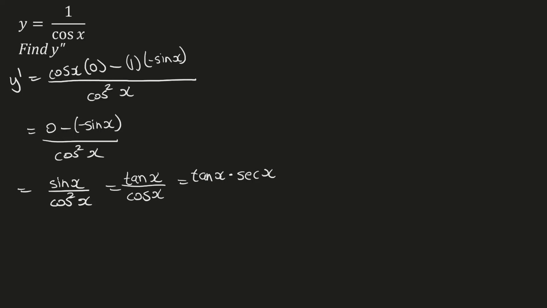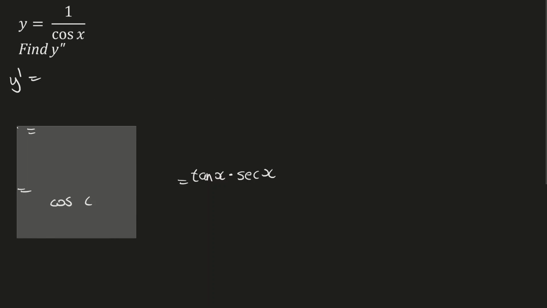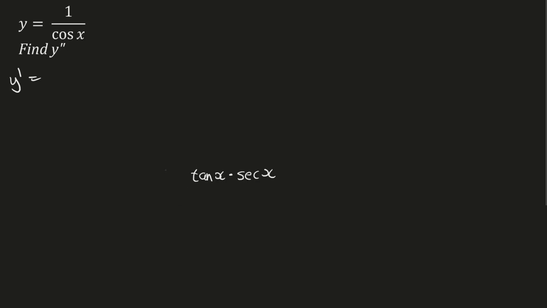So we have what our y dash is. It's tan x times secant x. Now let me get rid of everything else. And now let me just move this over here.